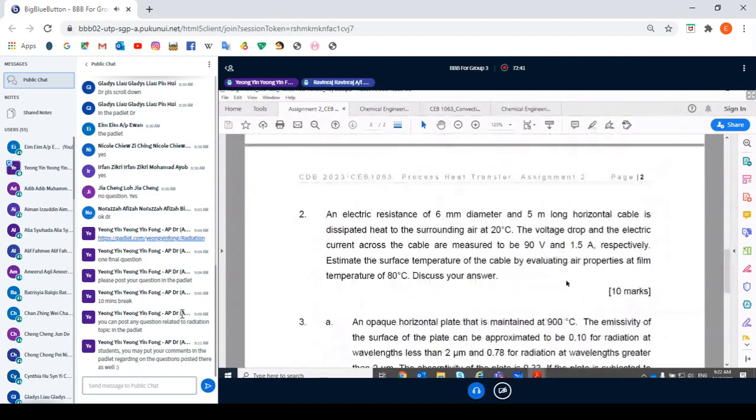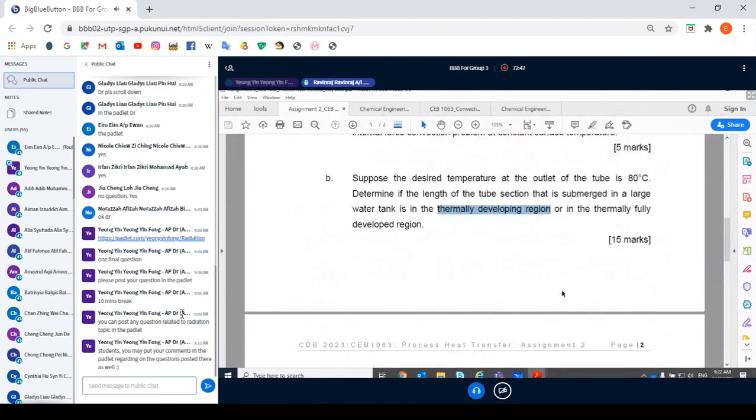Okay. And then for Madam. Yes. After we use the developed region, we will get a length, then we compare. After that, when we're finding the real length of the pipe, why do we have to use the length we obtain from the thermally developed region? It's just an initial guess. You can assume any value, but with the thermally fully developed region, you will get the length, isn't it? It's just a guideline for you. Otherwise, you have nowhere to start, isn't it?